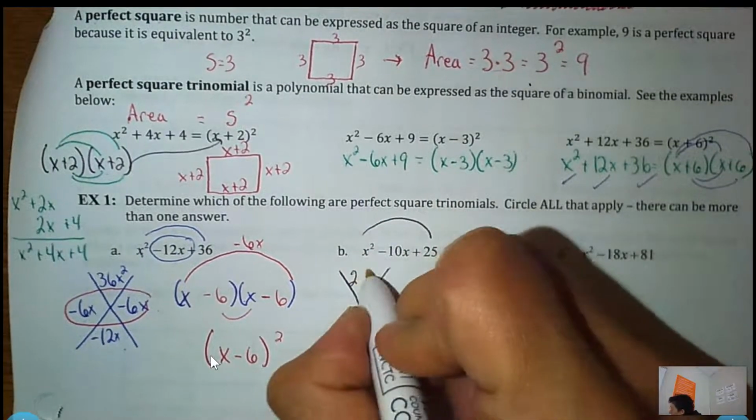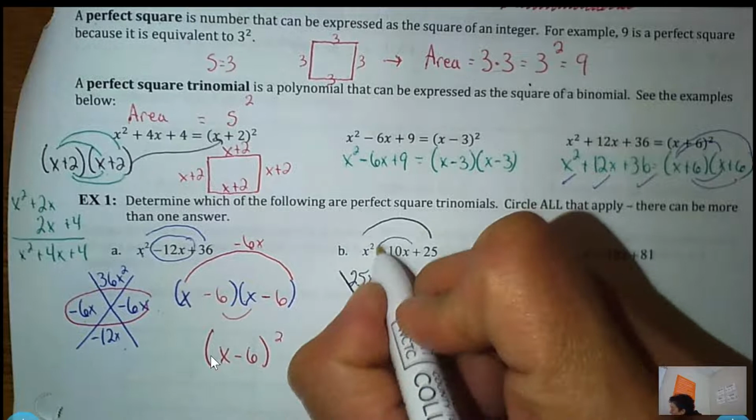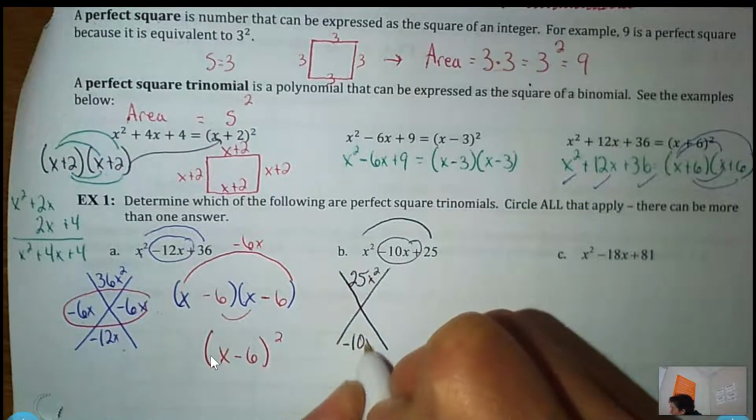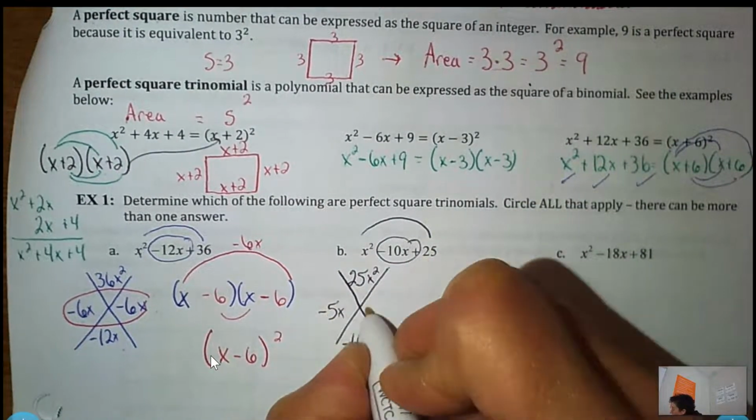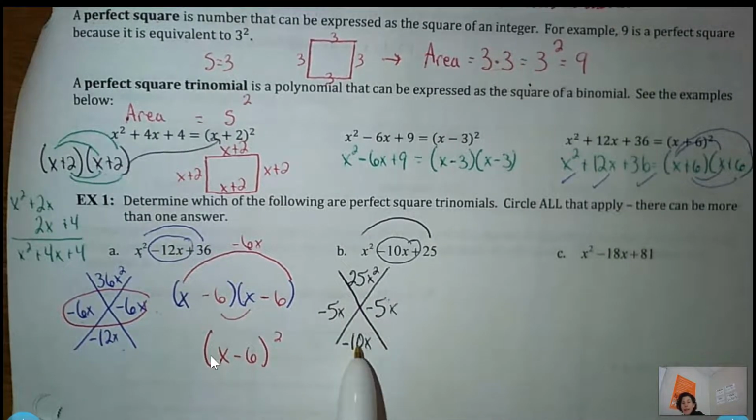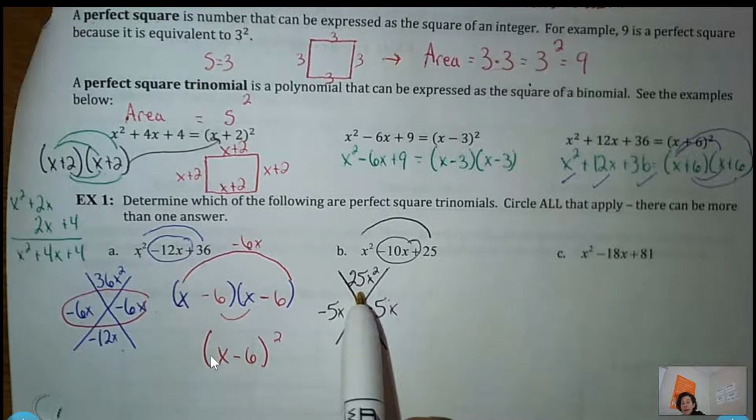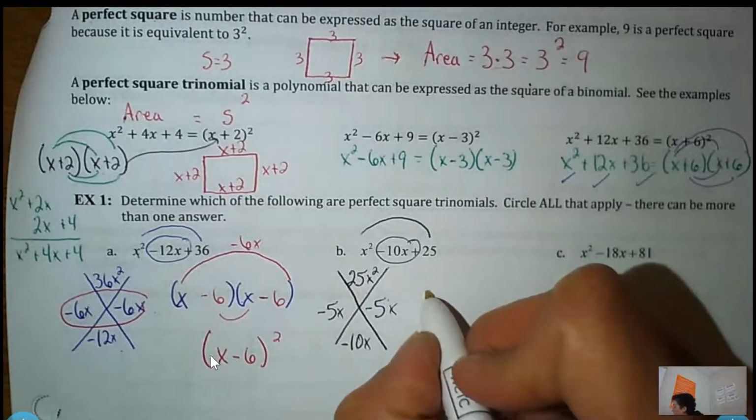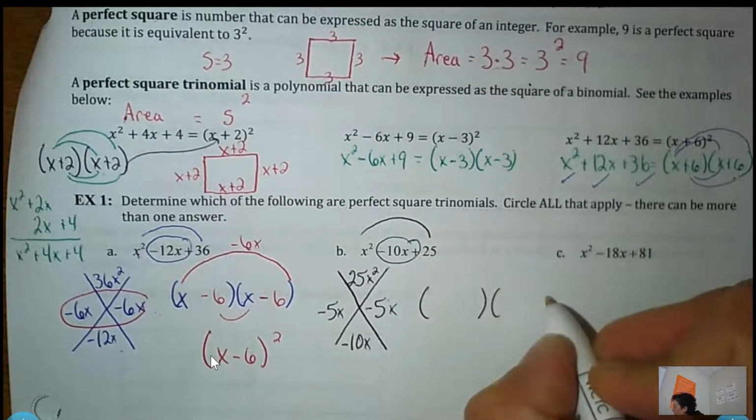So 25 and x squared go on the top. -10x goes on the bottom. Here are my factors that work. When I add these, I get -10x. When I multiply them, I get a +25 and an x squared. So I'm going to go straight to my neighbors or my factors.